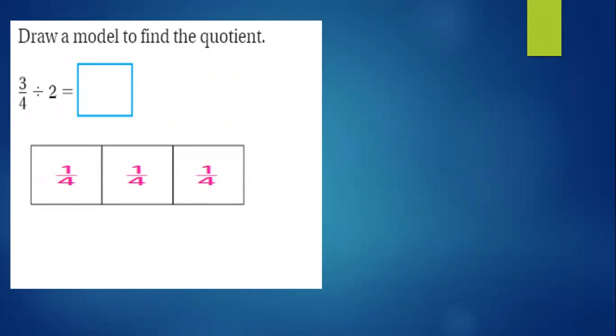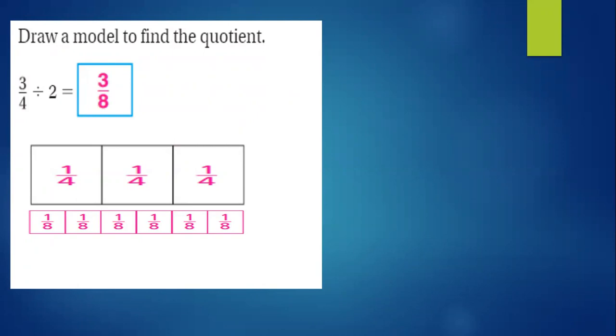Now the next one is: draw a model to find the quotient. It is 3/4 divided by 2. So I've given you 3/4. Now when you divide it by 2, what will you get? So each 1/4 can be written as 1/8, 1/8. So 3/4 divided by 2, what will you get? 3/8. Because this is 3/4, and take the half, you will get 3/8.